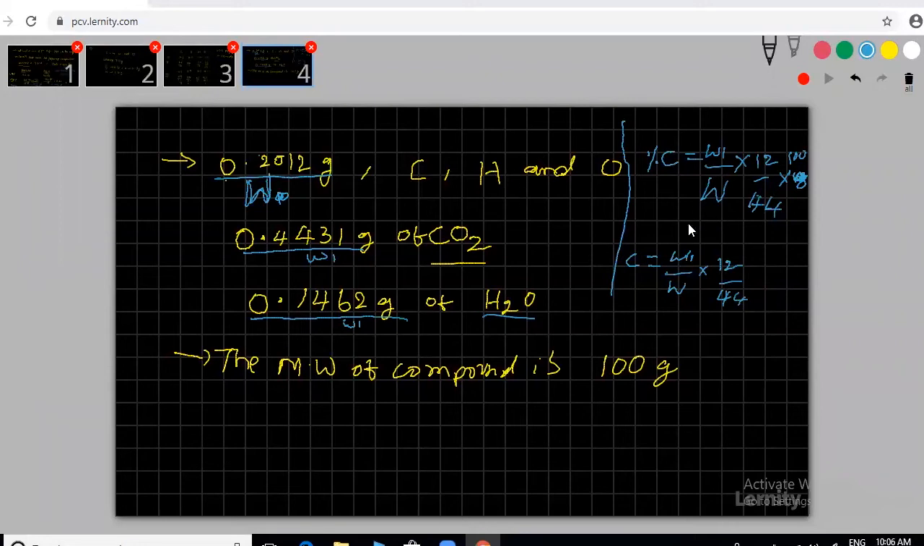Can you find carbon? Whatever you can find. Carbon, how much are you getting here? By solving this, you can find either percentage or weight. We calculate the weight is approximately 0.1208 grams of carbon. Or you can do percentage. How much are you getting? Percentage, into 100 you can do.